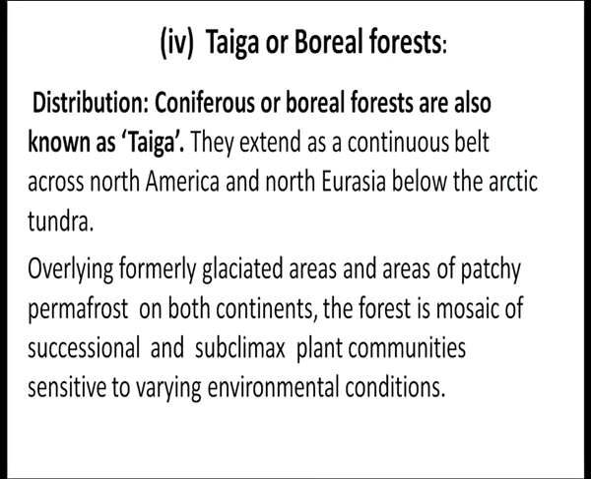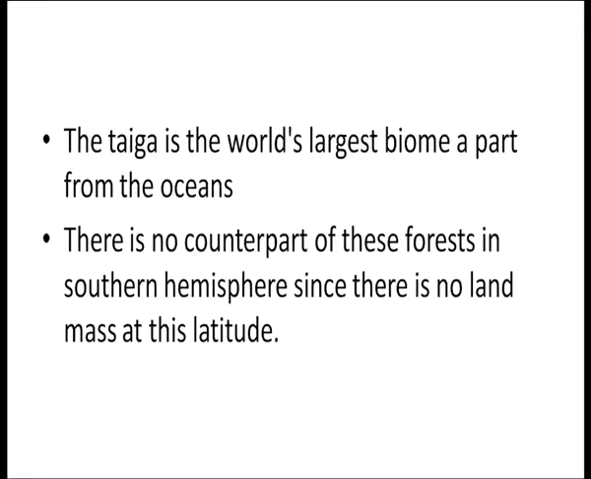The next is coniferous boreal forests, which are also commonly known as taiga. They extend as a continuous belt across North America and Eurasia below the Arctic tundra, overlying formerly glaciated areas and the areas of patchy permafrost on both the continents. The forest is a mosaic of successional and subclimax plant communities sensitive to the varying environmental conditions. The taiga is the world's largest biome apart from the oceans. There is no counterpart of these forests in the southern hemisphere, since there is no landmass on this latitude in the southern hemisphere.